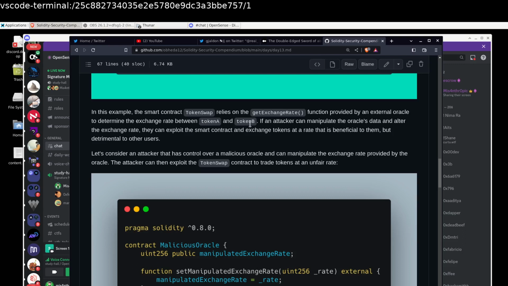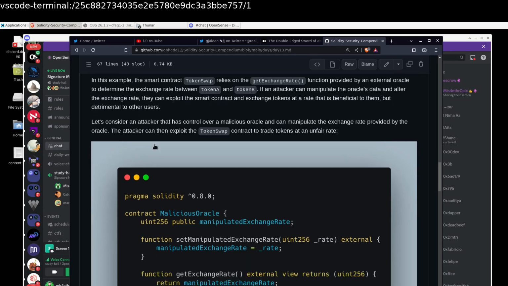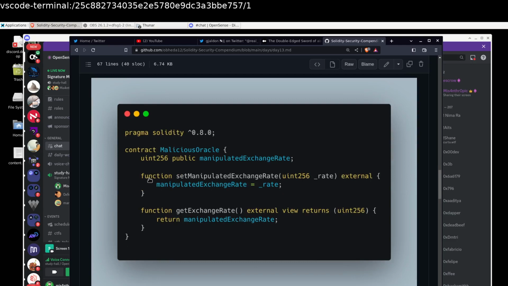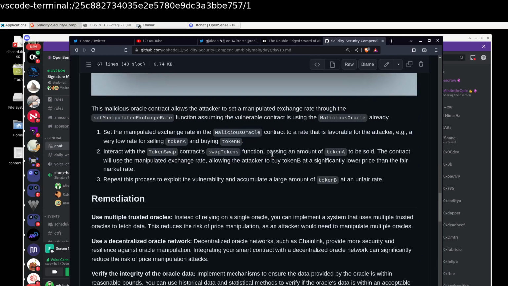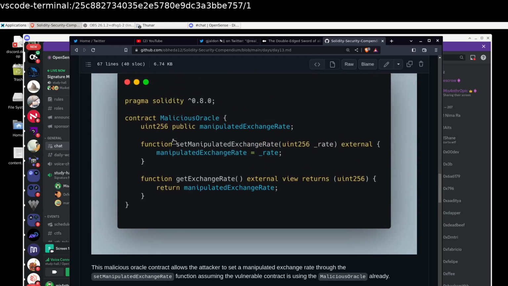If an attacker can manipulate the oracle data and alter the exchange rate, they can exploit the smart contract and exchange tokens at a rate that is beneficial to them but bad to the users. Let's consider that an attacker has control over a malicious oracle and can manipulate the exchange rate provided by the oracle. The attacker can then exploit the token swap contract to trade tokens at an unfair rate. So for the malicious oracle, what we have is a function for setting the exchange rate and a function to get it.